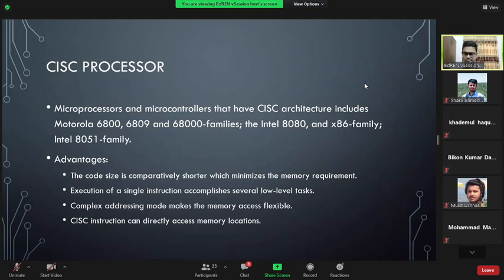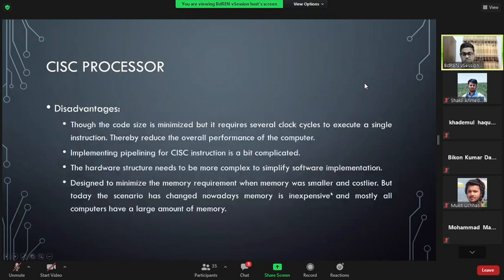So basically, these are the advantages. The code size is comparatively small. One line of code is actually a combination of several other low-level tasks or operations, and it can access the memory directly. That is the advantage. Let's see the disadvantages. It has disadvantages, as you can see.